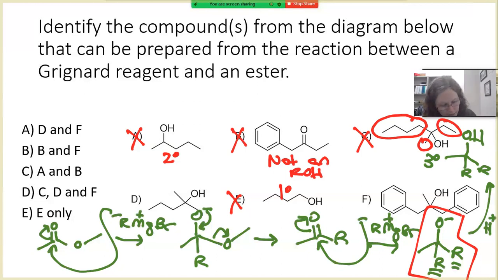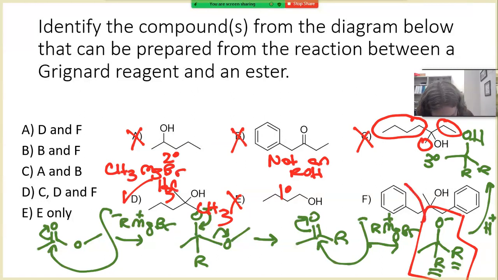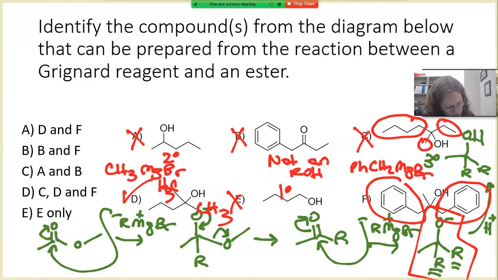All right. Lastly, let's take a look at D. D has 2 CH3 groups. So that one could have worked just fine. Our Grignard reagent in that case would have been CH3MgBr. And if we take a look at F, F also has 2 of the same R group, CH2 phenyl. Okay, so in that case, we would have had this as our Grignard reagent. So both D and F can be made from ester starting materials. If we take a look at our answer choices, that means A is the correct choice here.